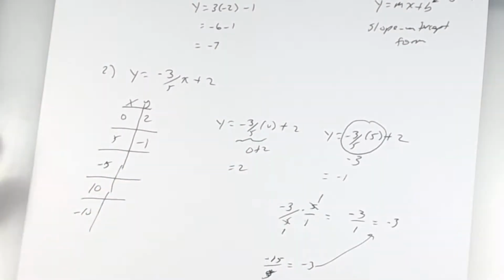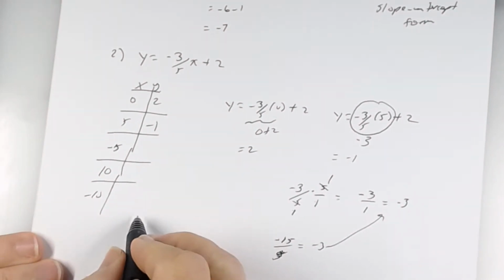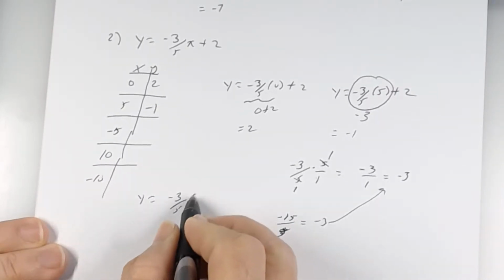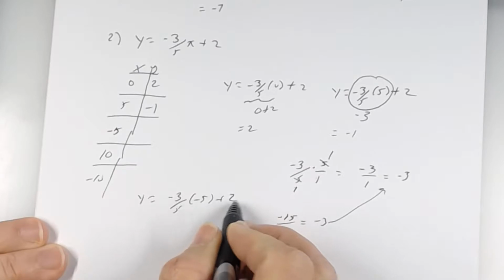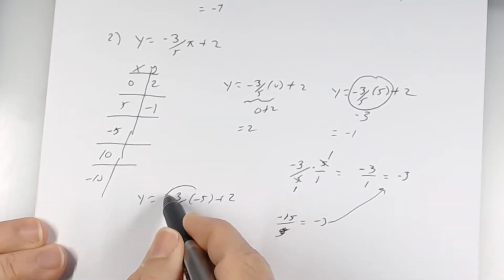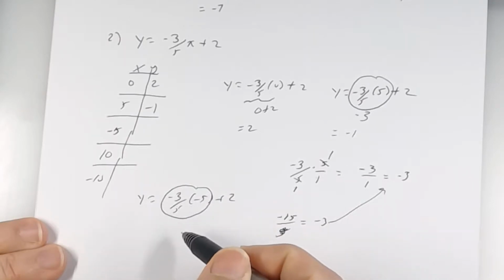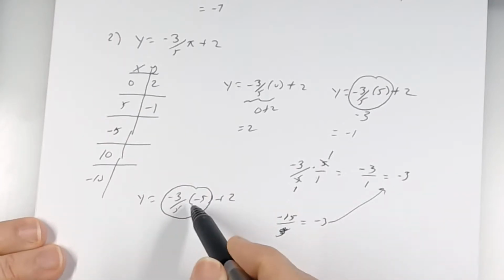Now I could have made a mistake, so always use another point. So if x is negative 5, I get y equals negative 3/5 times negative 5 plus 2. Let's do the order of operations. So we're going to multiply first. You got to remember, negative times a negative is a positive. So that's going to be a positive right here.